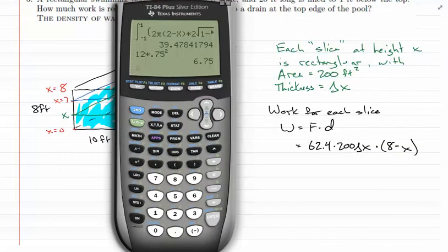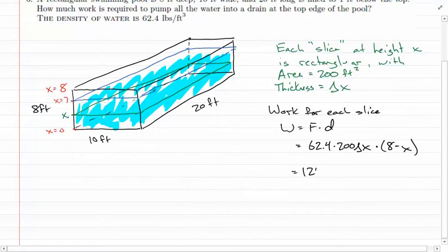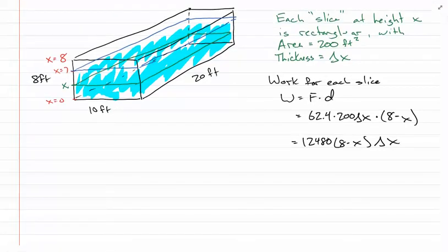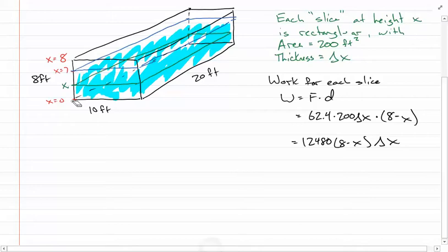Okay, so let's see, 62.4 times 200 is 12,480. So this is 12,480 times 8 minus x times delta x. That's, whatever the thickness is and whatever the height is, that tells you the work required to pump that slice of water to the top. Now we need to pump all of the slices to the top, and there's a slice for every single x between 0 and 7 that needs to move to the top.